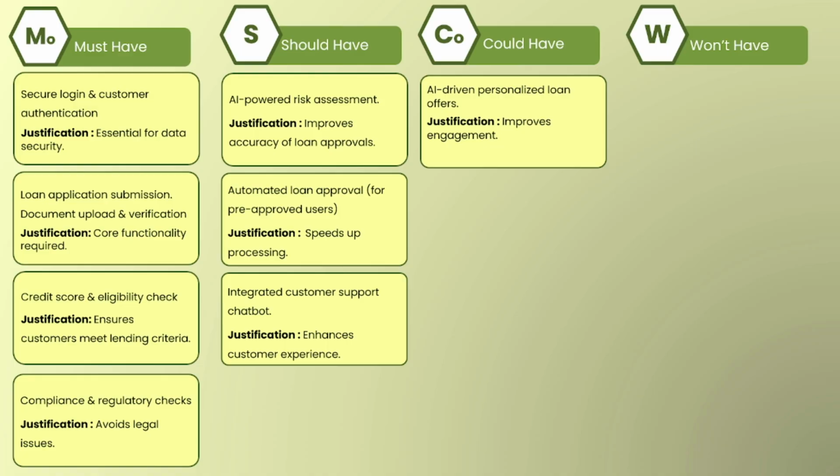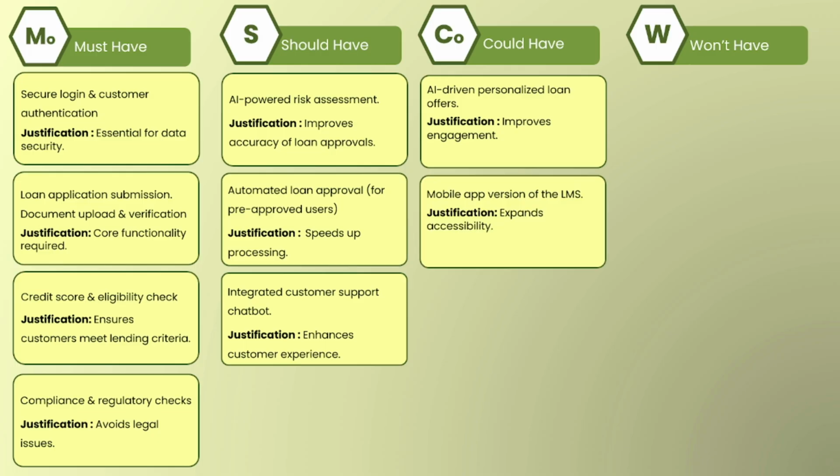Could have means AI-driven personalized loan offers, which improve engagement because they make life very easy for the loan applicant. So these fall under could have. A mobile app version of the LMS, justification: expand accessibility. Well, these two features do not block or stop the entire loan management system, but if the features which land under could have are added to our system, then definitely it improves satisfaction.